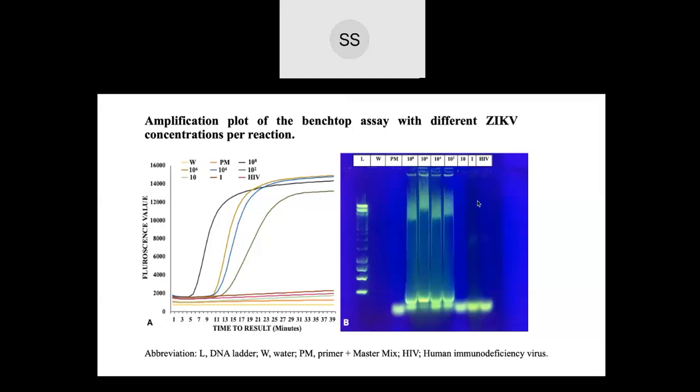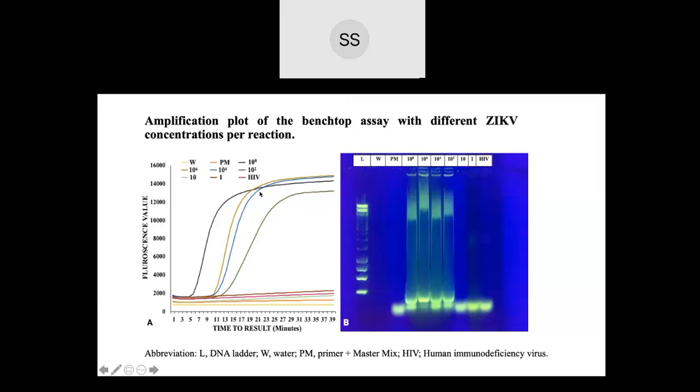So as you can see, these are the preliminary tests which ensure that the primers exclusively bind only to the target, and the amplification is seen in the reactions where the Zika target is present. The sensitivity we got in the preliminary testing was 100 copies per reaction.